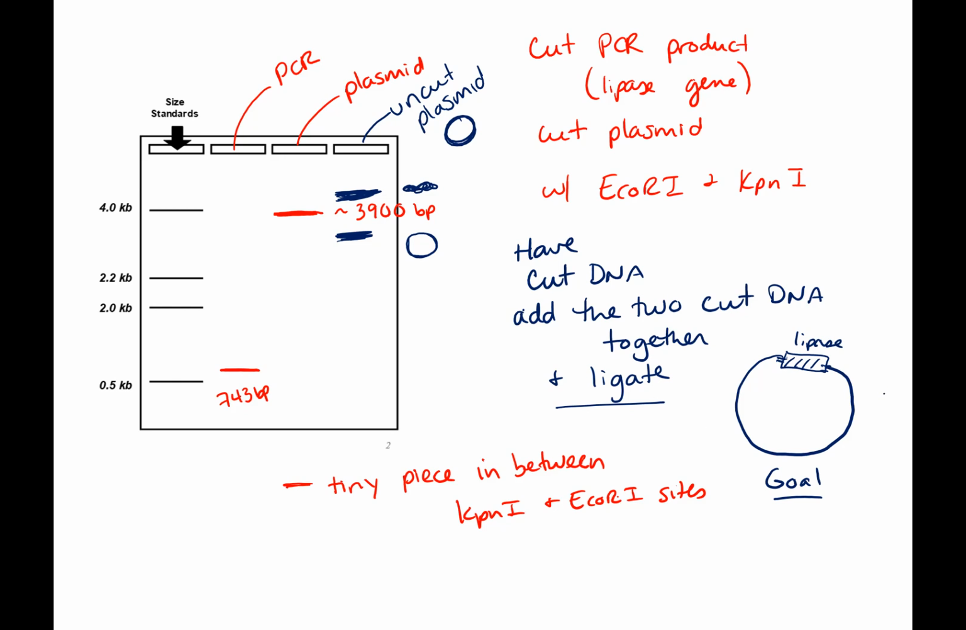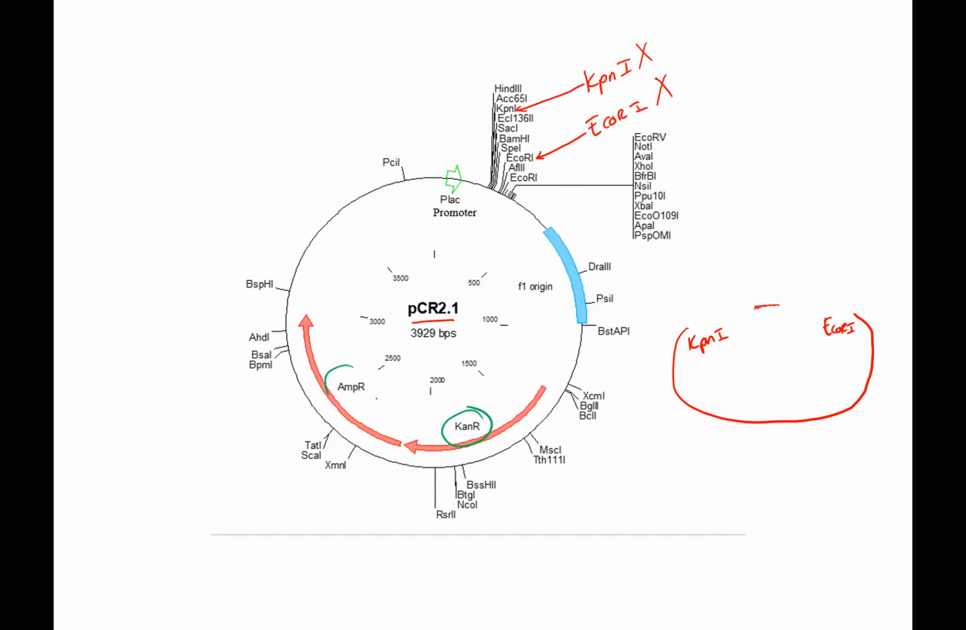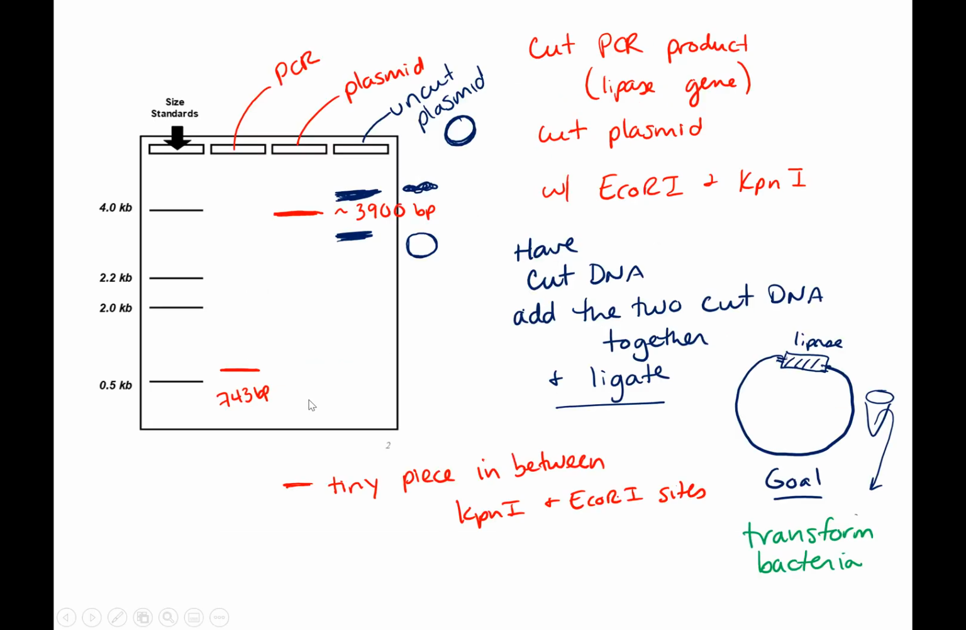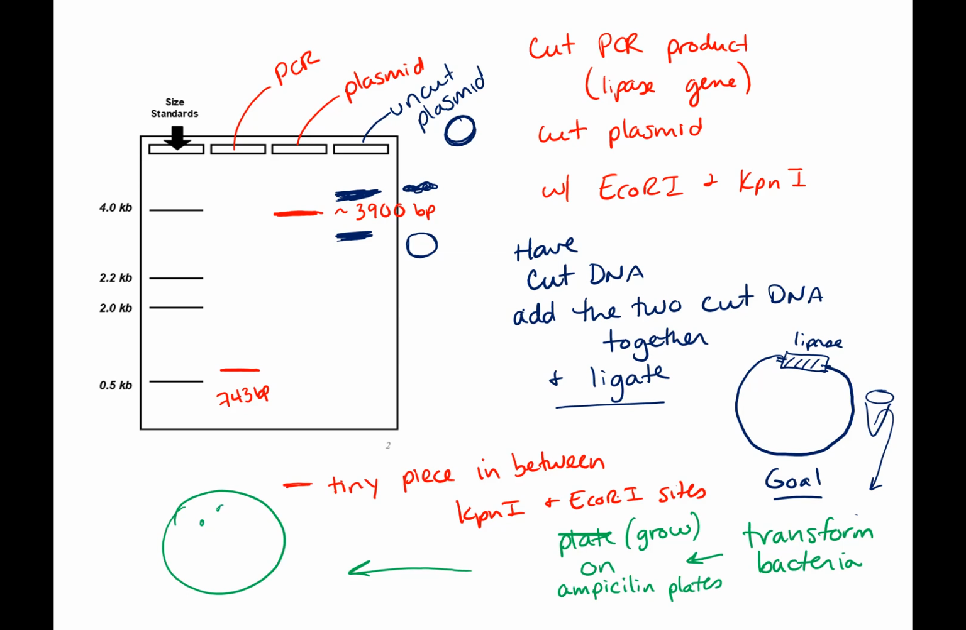And so you take that, and this is just in a little test tube, and you take that liquid and you put it into bacteria. So now you're going to transform bacteria. And then if we look at this plasmid, we could select with either ampicillin or kanamycin. So it has both of those genes. So you transform bacteria, and let's just say we will plate or grow the bacteria on ampicillin plates. Right? So that's going to give you a plate with what we call colonies.